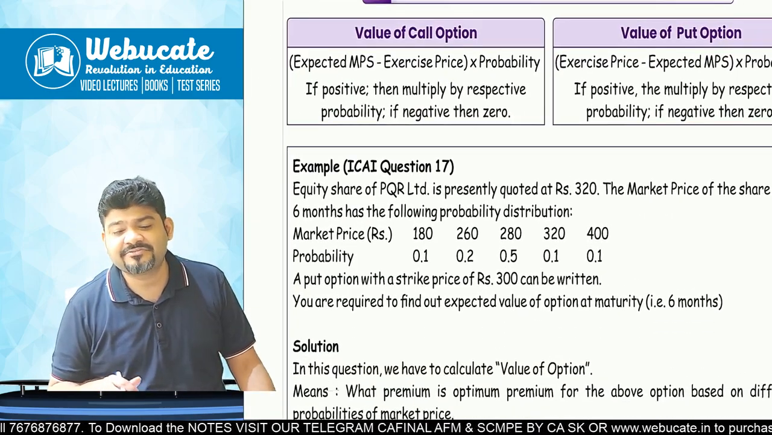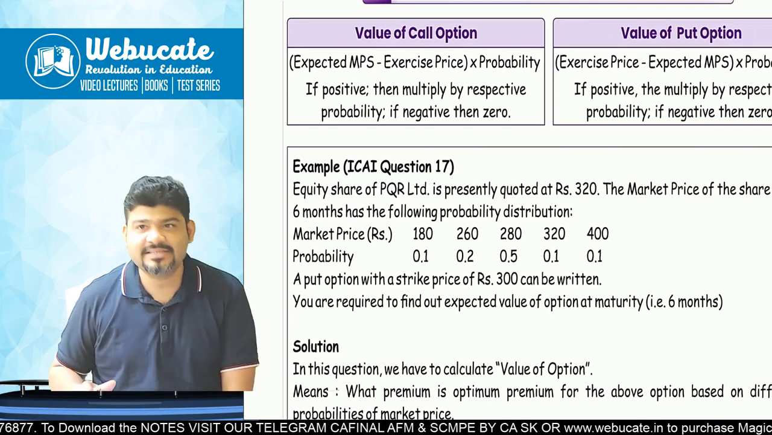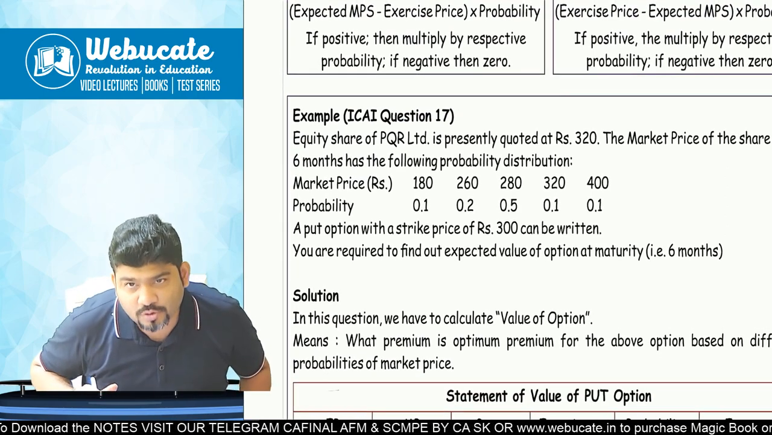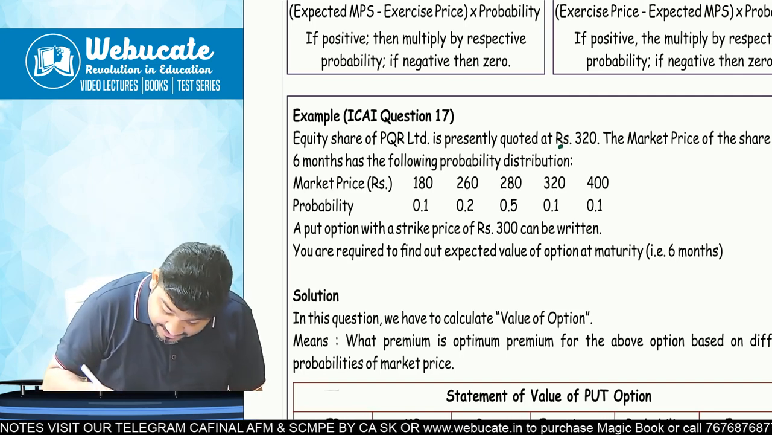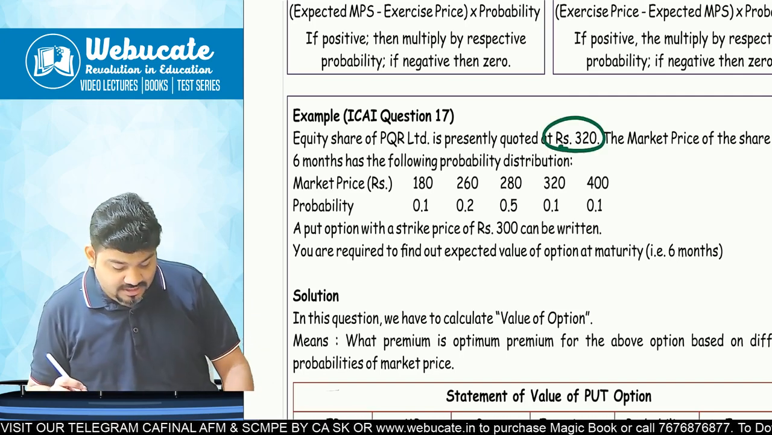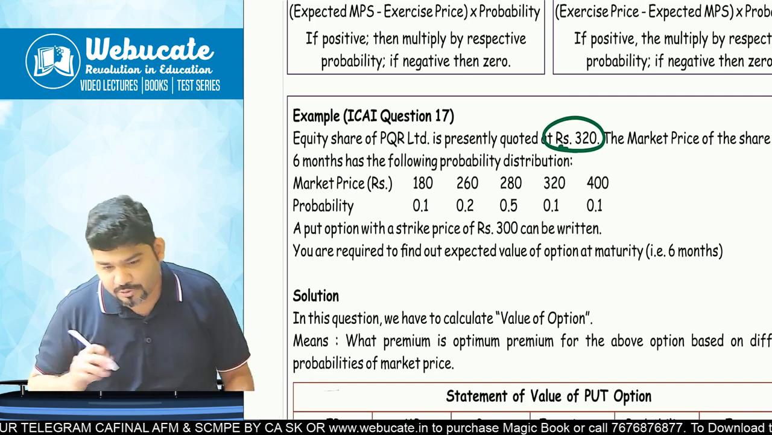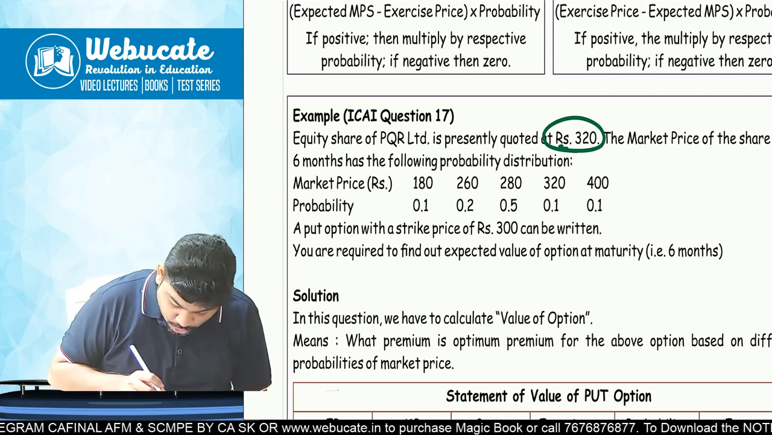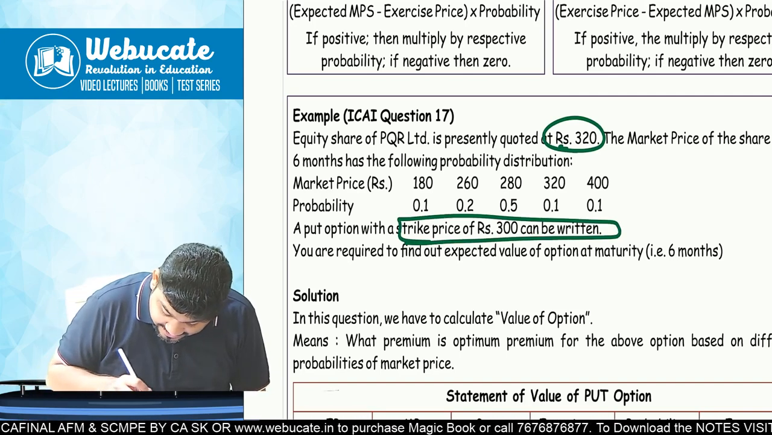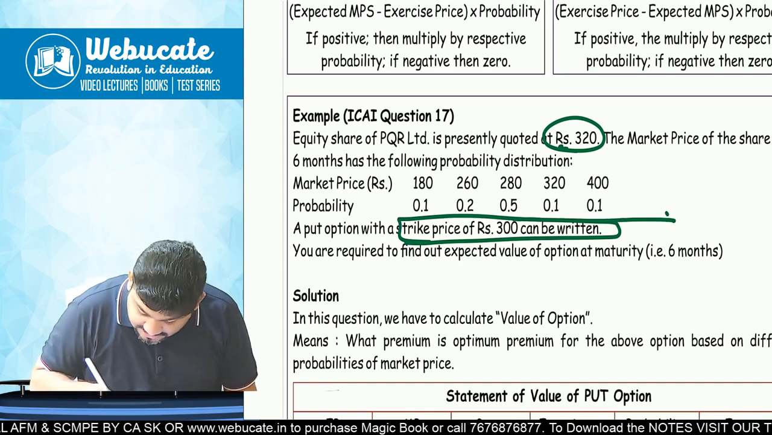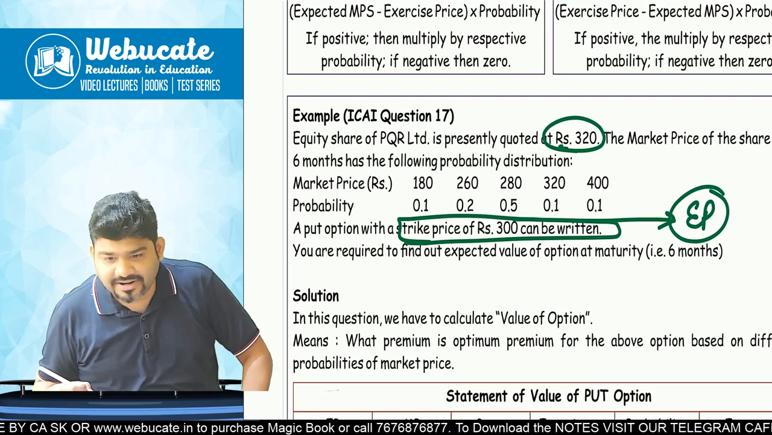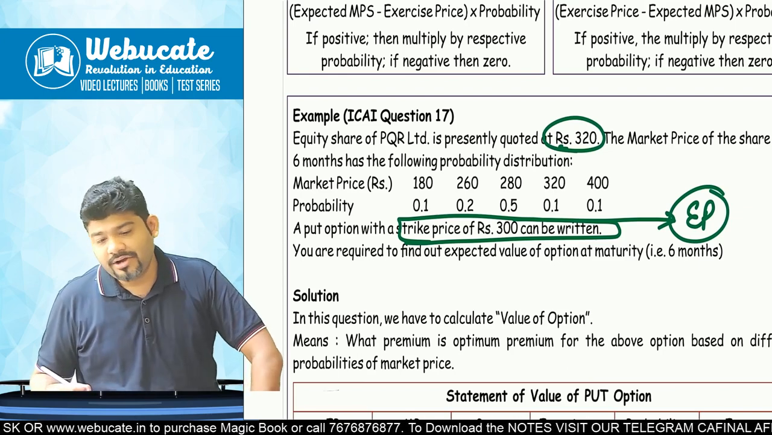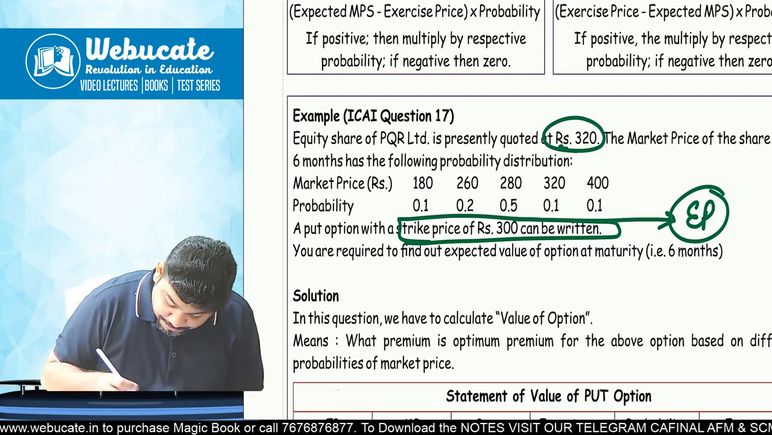This is very, very easy. Here they will be giving you a probability of the change in share prices. So suppose currently the share is quoted at 320. Suppose this is a put option with a strike price of rupees 300. So this is your exercise price. What is the exercise price? 300.